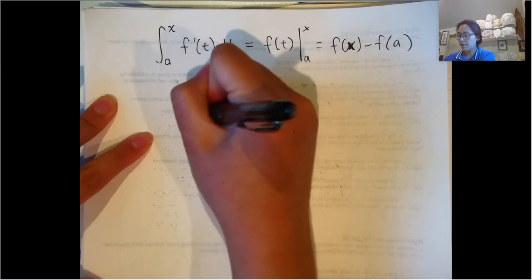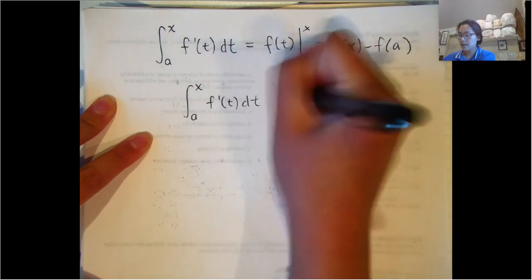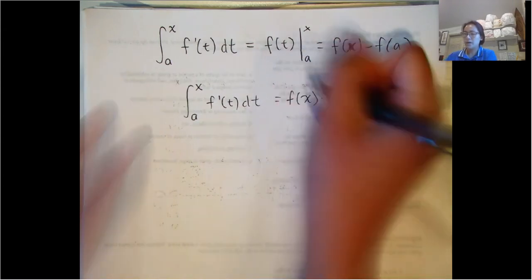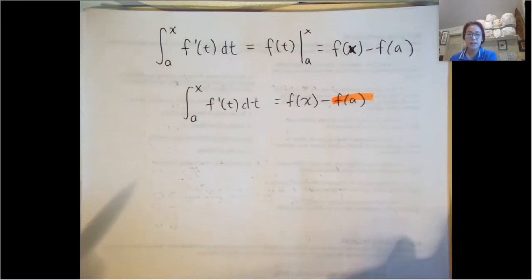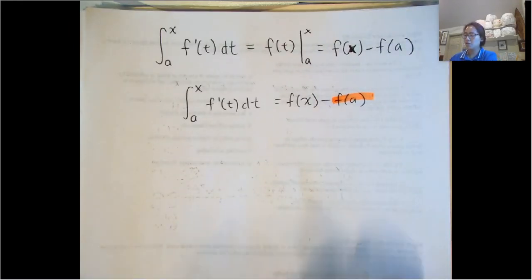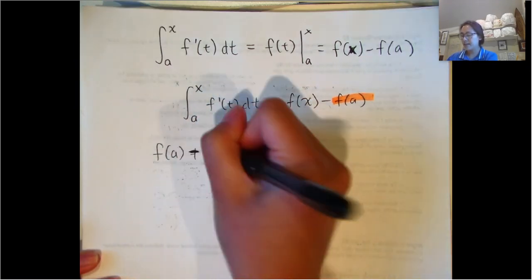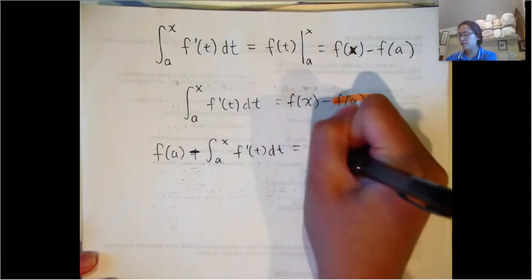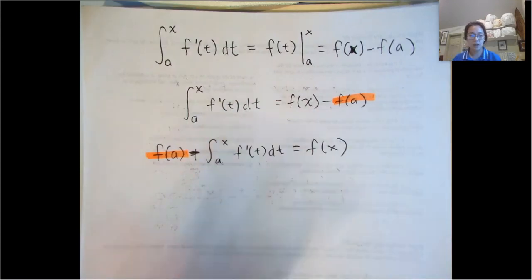Okay, so just to put this in one line, just to reiterate, what we have here is the integral from a to x of f prime of t dt equals f of x minus f of a. And so what I'm going to do is add the f of a to the other side of the equation. And so I have f of a plus the integral from a to x of f prime of t dt. That equals f of x. Okay, so the f of a was added to the other side.